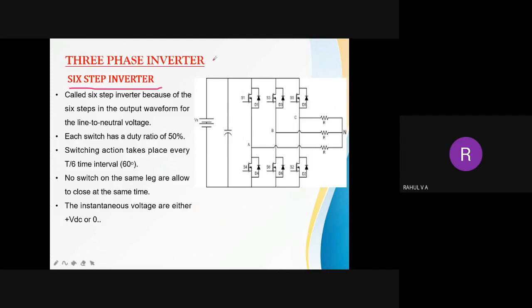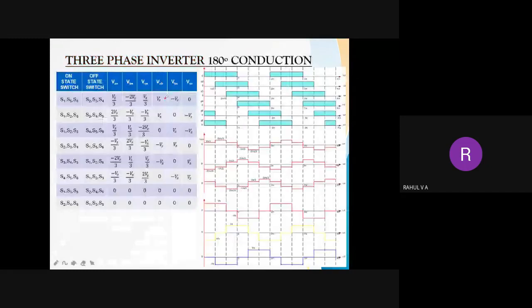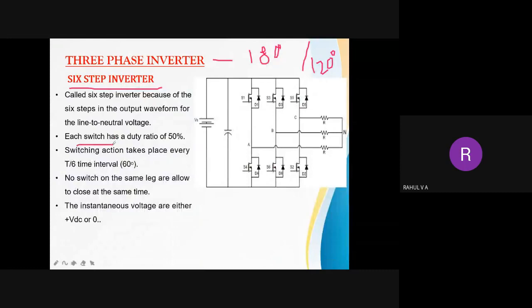First, there are 2 operating conditions for a 3-phase inverter. One is 180-degree conduction, and another one is 120-degree conduction. So those are the 2 cases we have. In 180-degree conduction, each switch is operated for a duty ratio of 50%. We know that one AC waveform is 360 degrees. That is how we represent that AC waveform. One cycle means 360 degrees, which we normally write as 2 pi.